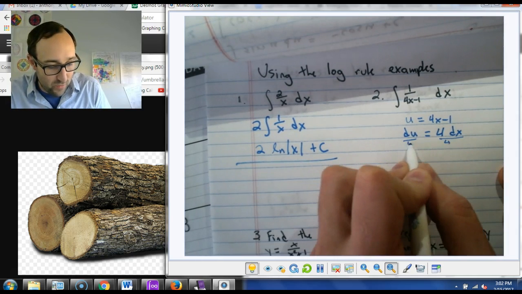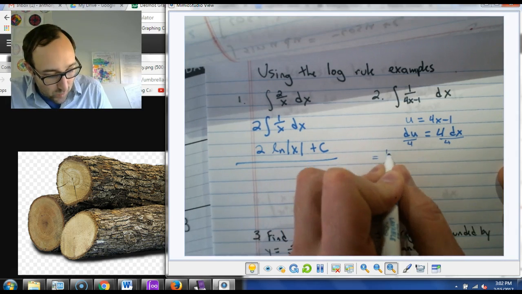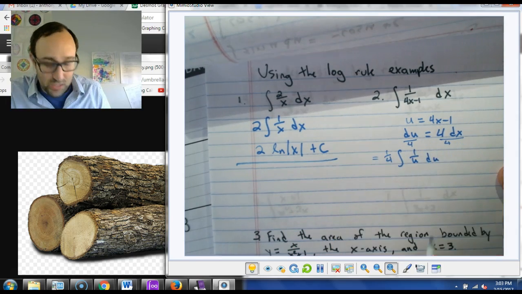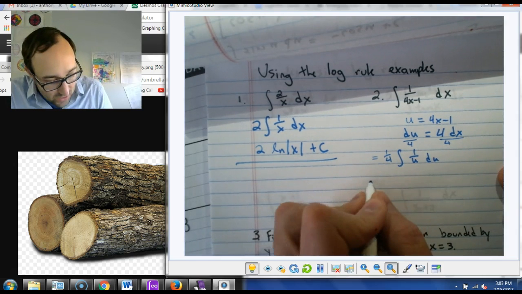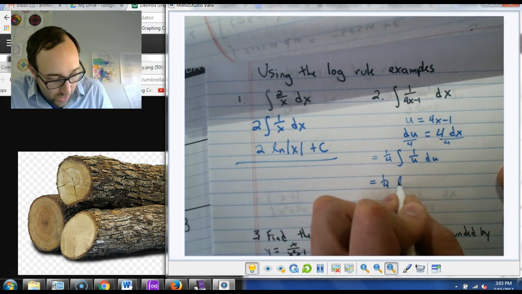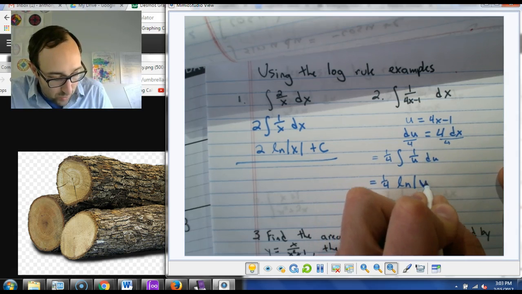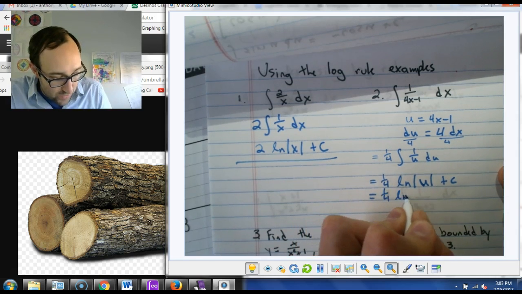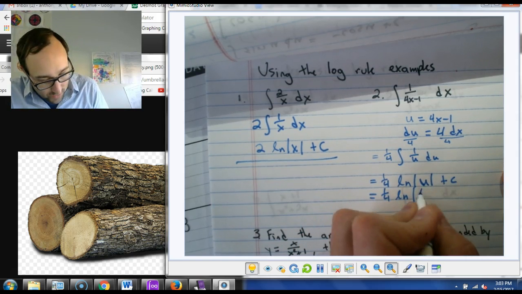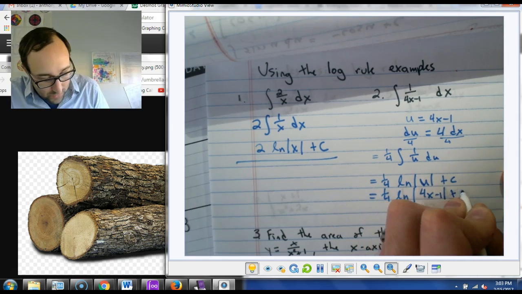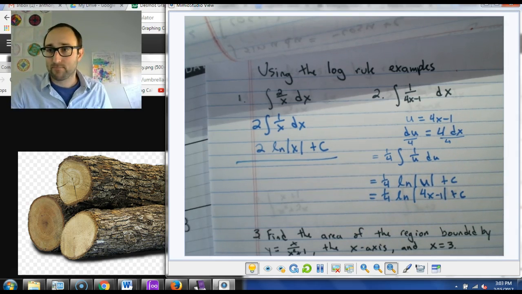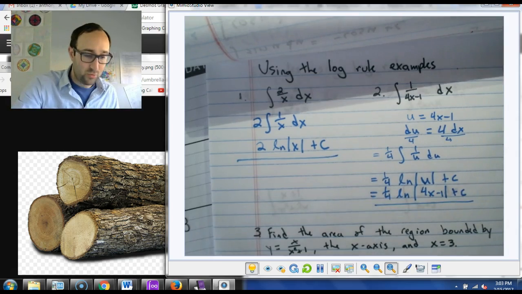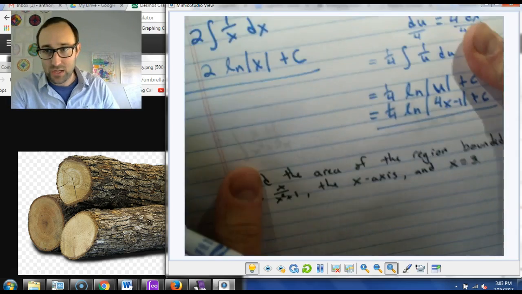Divide by 4, divide by 4. And I can say this is going to be the same as 1/4 the integral of 1 over u du. Okay, so that means it's going to be 1/4 natural log absolute value of u plus c, and then we can say that's the same as 1/4 natural log absolute value of 4x minus 1 plus c. Okay? There we go. So we can use u. And now we have the last one here, number 3.